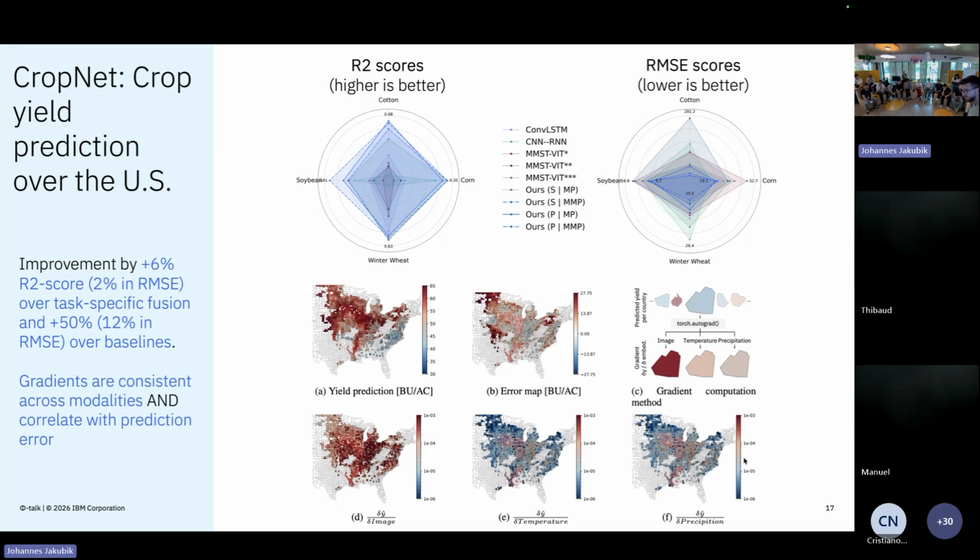So we see that we have pretty high errors that are around the US West Coast, while it's less pronounced in the Midwest and so on. And then here you see the gradients with respect to the image, to the temperature, and the precipitation. And you can kind of see that there's a certain level of correlation. For example, it seems that the higher the gradient of the image, the lower our error. The higher the gradient of the temperature, the higher our error, and same for precipitation.